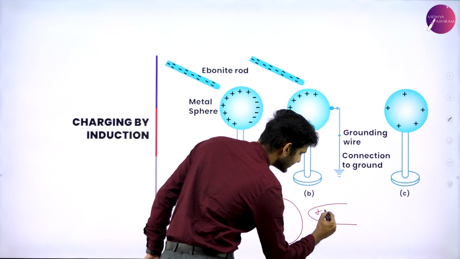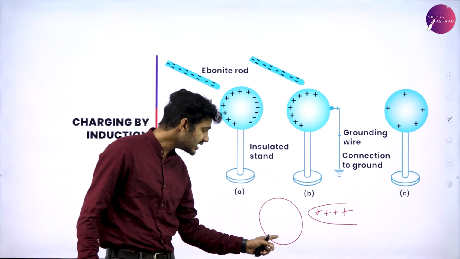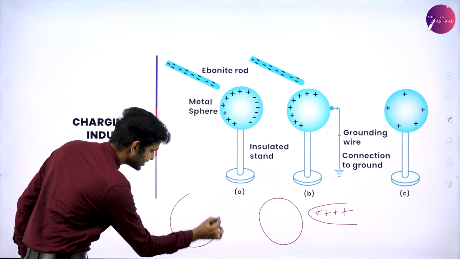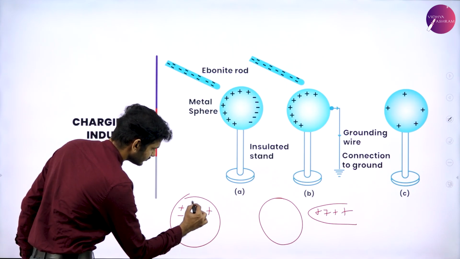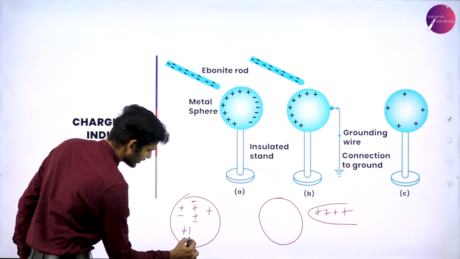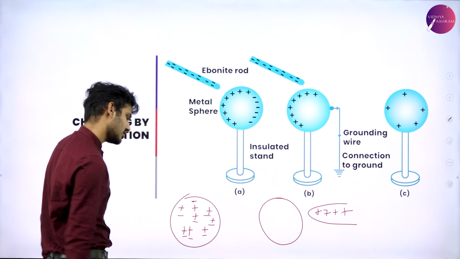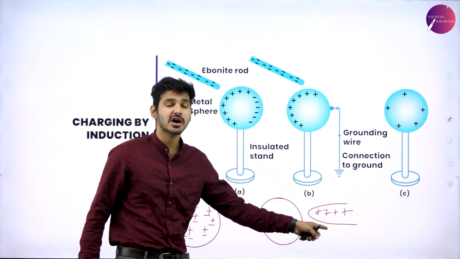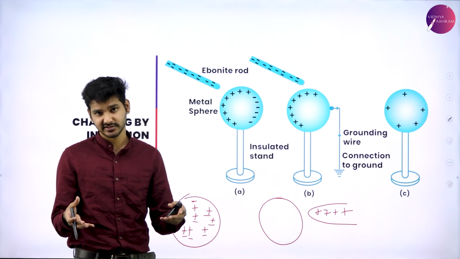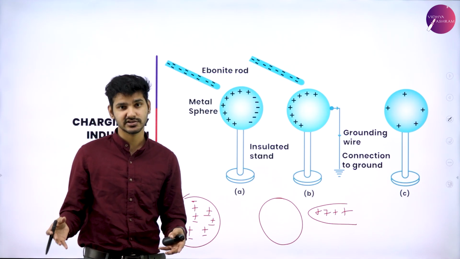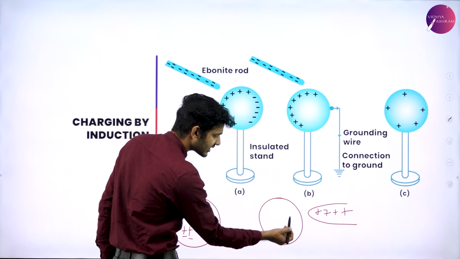Let's say a positively charged material. When I bring a positively charged material near to this conductor, what will happen? Initially, all the charges will be randomly distributed like this. If I bring a positively charged rod near the metal sphere, the like charges will repel each other and the unlike charges will attract each other. I'm not having physical contact with the metal sphere, I'm just bringing it close to it.